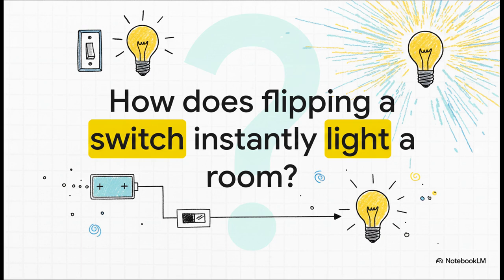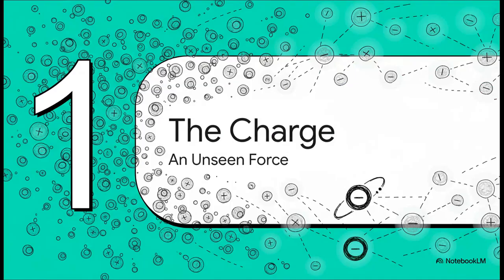Have you ever really thought about it? You flick a little plastic switch on the wall and boom, instantly the whole room is filled with light. It feels like magic, doesn't it? But it's not. It's just pure, awesome physics. To understand how that instantaneous change happens, we need to zoom in. Way, way in. So the whole story of electricity really starts with one single idea: electric charge.